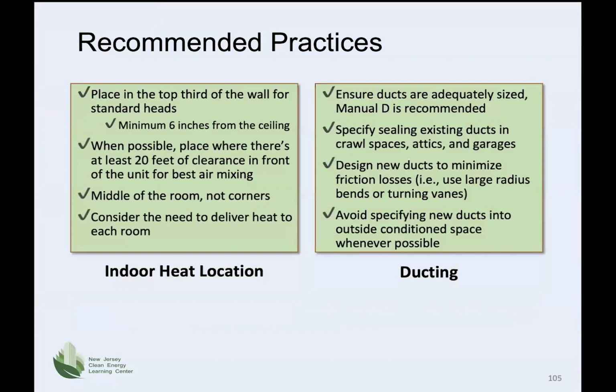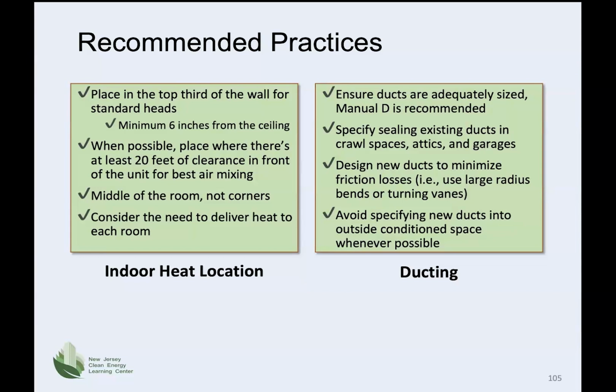The next recommended practices are for locating the indoor heating element or air handler, and also, in the case where you have a ducted system, the recommended practices for ducting. On the left are the recommendations for the placement of the indoor air handler. Place them usually in the top third of the wall for standard heads, but not any closer to the ceiling than 6 inches. And wherever possible, place the air handler where it can have a maximum amount of distance or clearance from the front of the head to the rest of the room. And this will help to mix the air within that room.